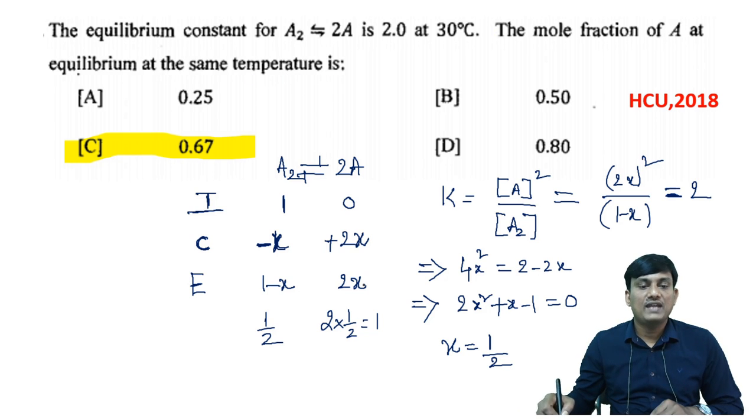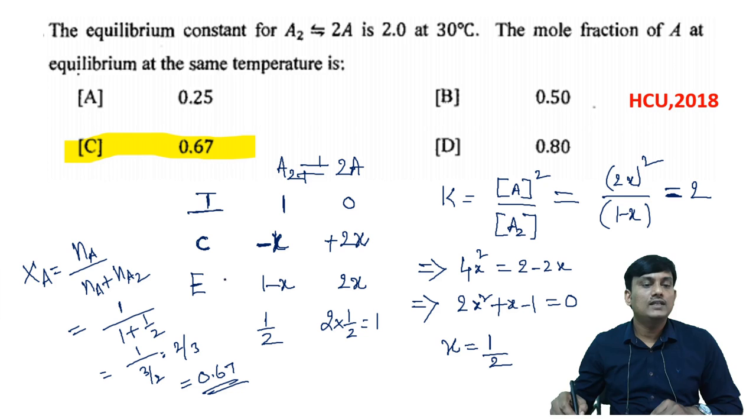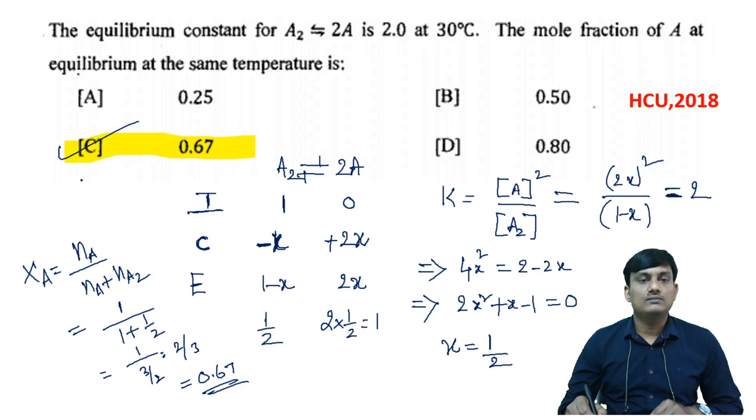What is the mole fraction? Mole fraction of A is equal to number of moles of A by number of moles of A plus number of moles of A2. Okay, number of moles of A 1 divided by 1 plus 1 by 2. It will be 1 by 3 by 2, it will be 2 by 3. So the mole fraction will be 0.67, nearly 0.67.